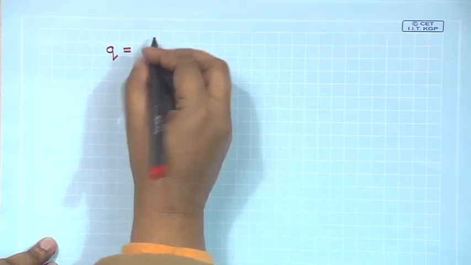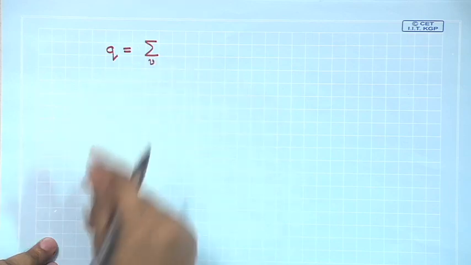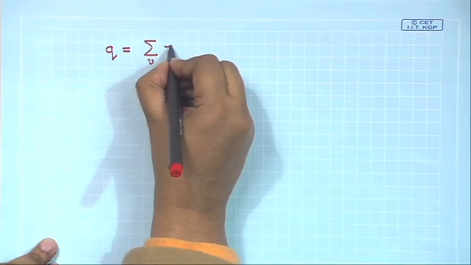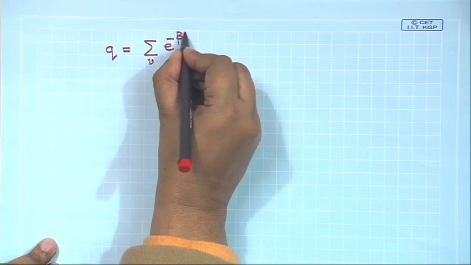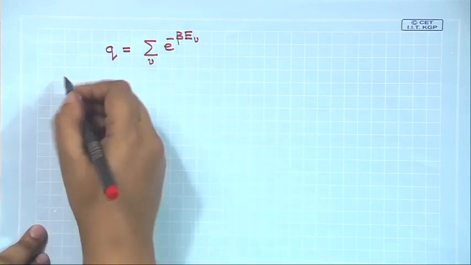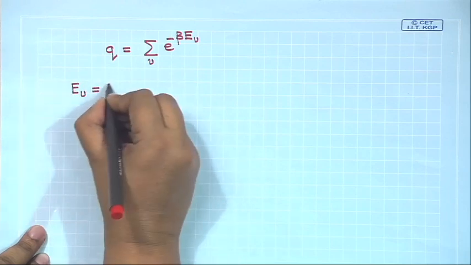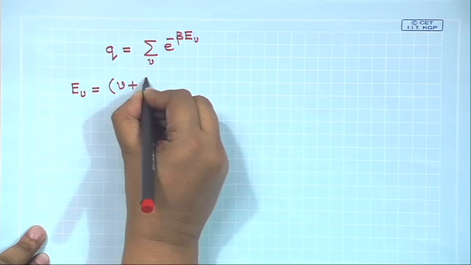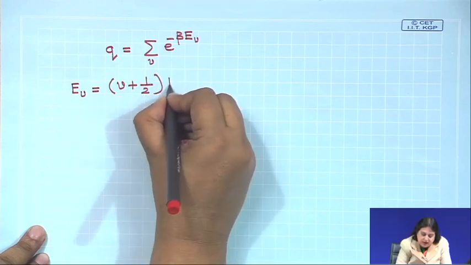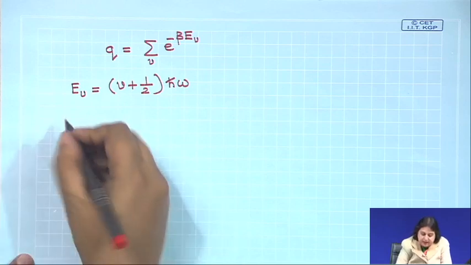The answer is that Q must be equal to the summation over all possible microstates of this oscillator of e to the power of minus beta E_v. Now, for a given simple harmonic oscillator, do I know what E_v is? The solution of the Schrodinger equation tells me that possible values of E_v are (v plus half) h cross omega. So, I can directly put it in there.